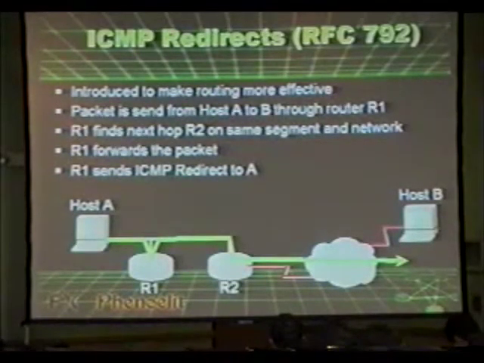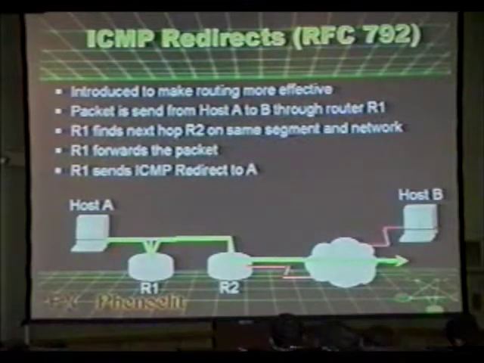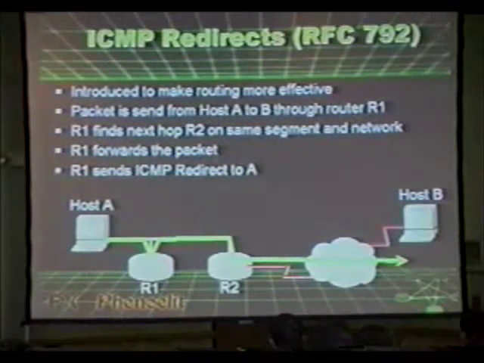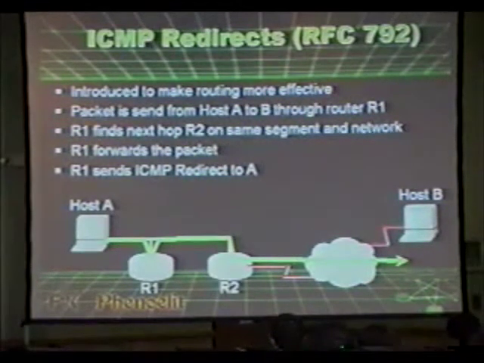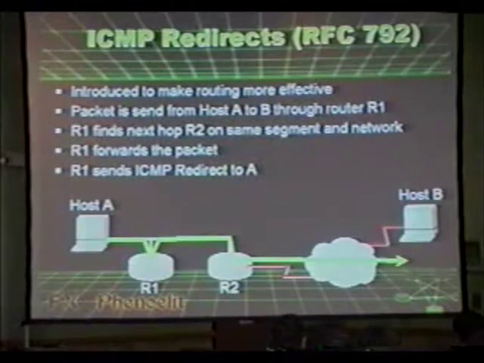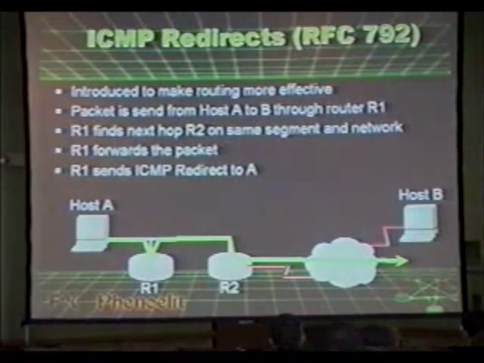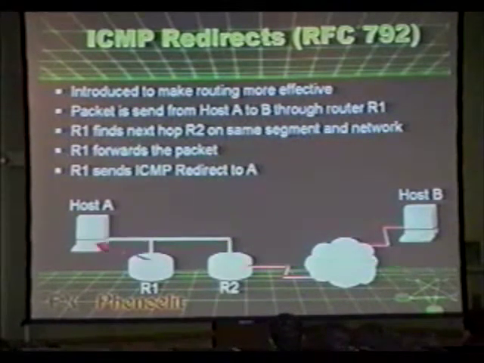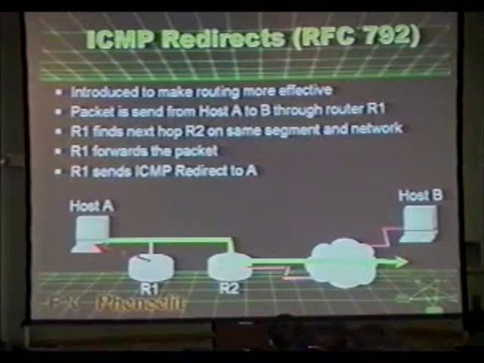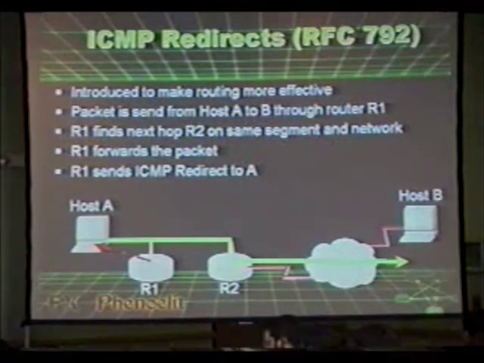ICMP redirects. Most know these. They were introduced to make routing a little bit more effective. So when host A sends traffic to router 1 here, and router 1 discovers, I forward this packet to the same segment to another router in the same IP network, which is called router 2. This is stupid. And he actually tells this host A. So host A happily adjusts his routing table and uses router 2 for this connection.